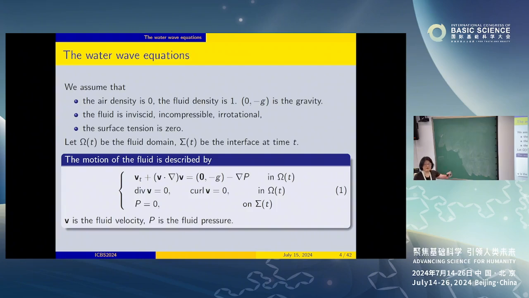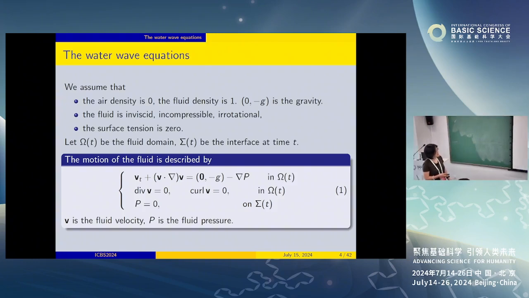So basically, we are looking at a very large scale, like in the ocean, okay? And we also assume the surface tension is 0. That means we are not going to care about small-scale motion, like ripples, okay? So we just assume surface tension 0. And now the fluid domain will depend on time, right? If you imagine what's happening in the ocean, then Sigma t indicates the interface at time t.